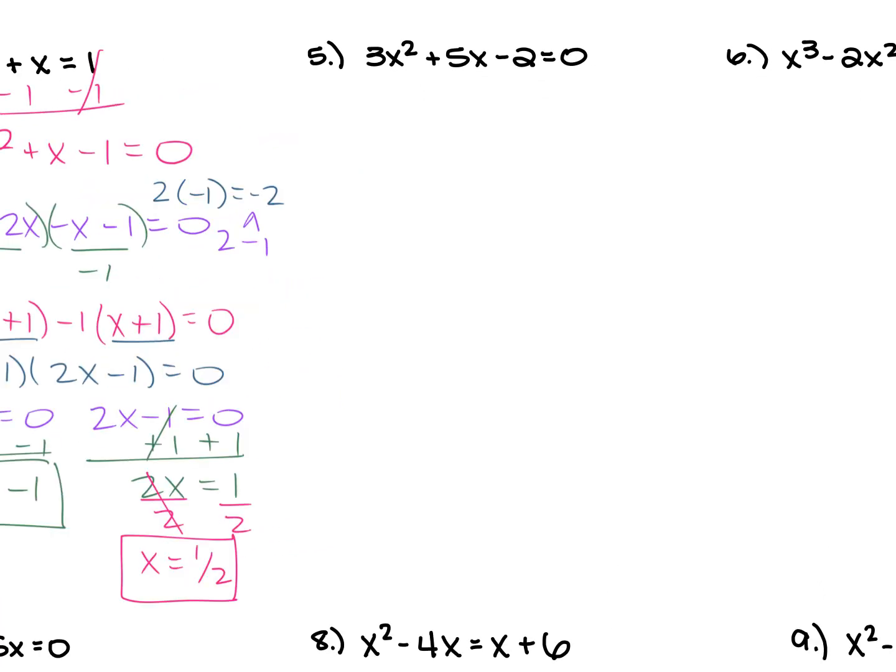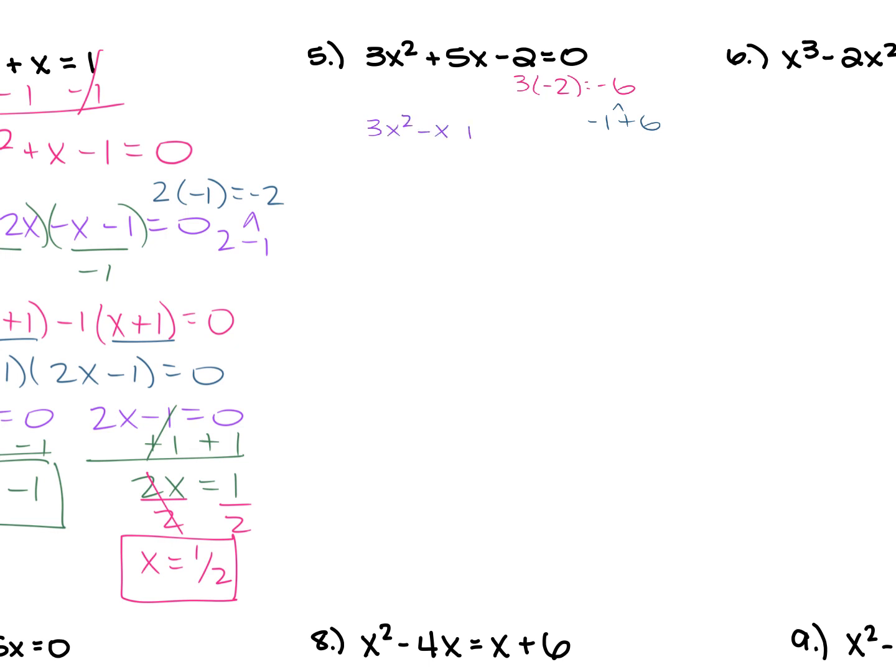For number 5, you have 3x squared plus 5x minus 2 is equal to 0. All of your terms are on the same side. You do not have a greatest common factor, so multiply your a and your c since a is something other than 1. 3 times negative 2 is negative 6. Your factors of negative 6 that add up to be positive 5 are negative 1 and positive 6.